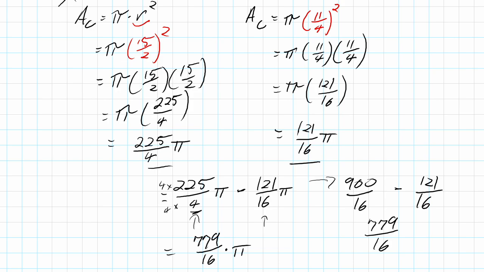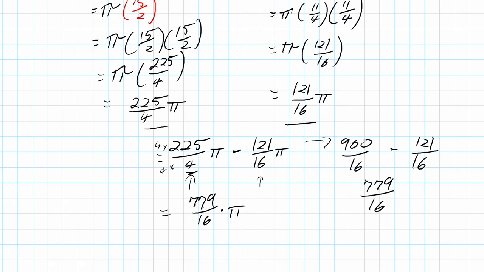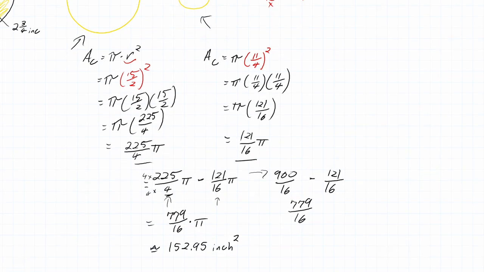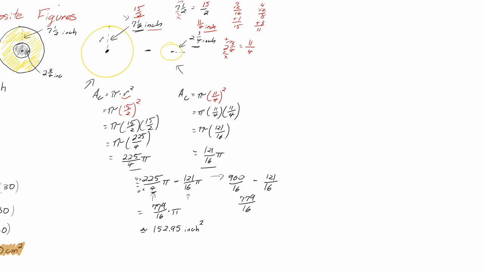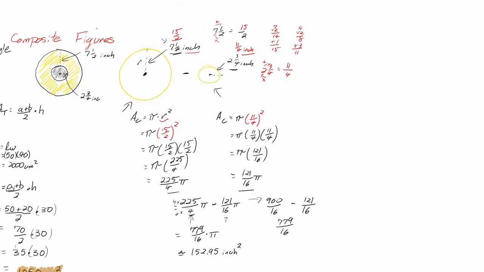So whatever this is when we multiply it, let's see if Google will give it to us. Hey Google, what is 779 divided by 16 times pi? The answer is approximately 152.956292. So we'll say approximately this. And again, same idea, but this one is in inches, and because it's area, it's squared. So similar idea, other than I did a little bit of fractional division there. Composite figure is the same concept. There's two different shapes, and we're either adding and subtracting their areas to figure out what the area of the composite figure is.